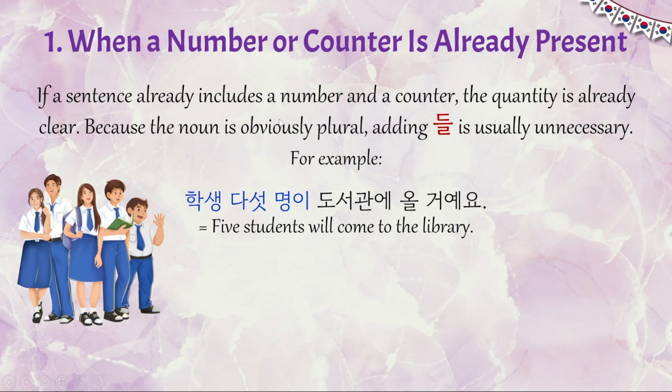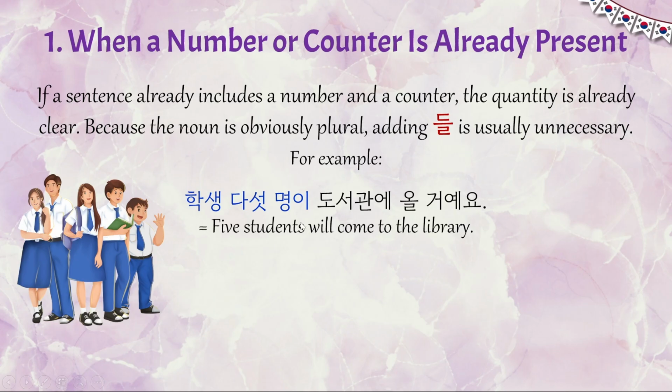So first example. 학생 5명이 도서관에 올 거예요. 5 students will come to the library. Now here, the noun 학생 is plural. We are talking about multiple students, not a single student. But it is mentioned that the number of students is 5. 학생 5명이. 명 is the Korean counter for counting people.